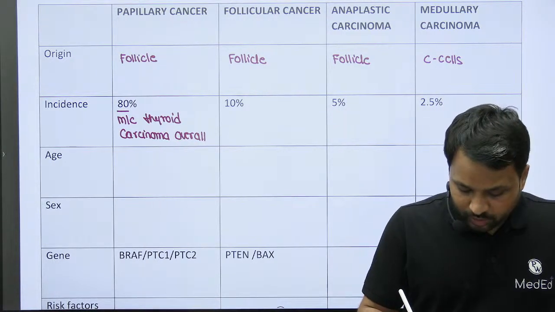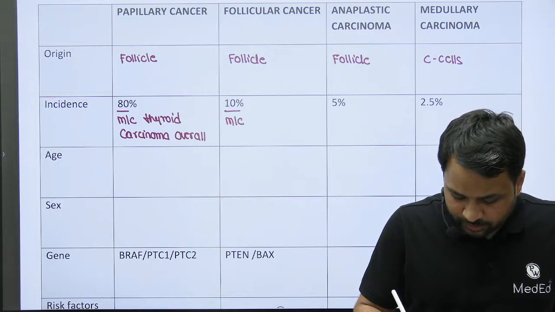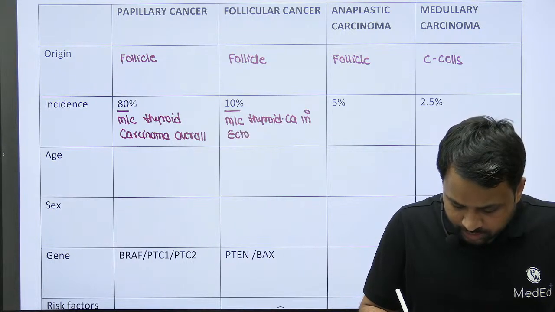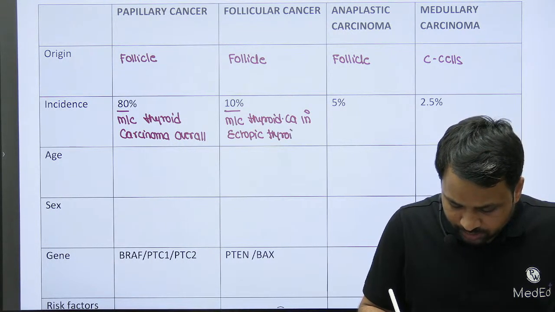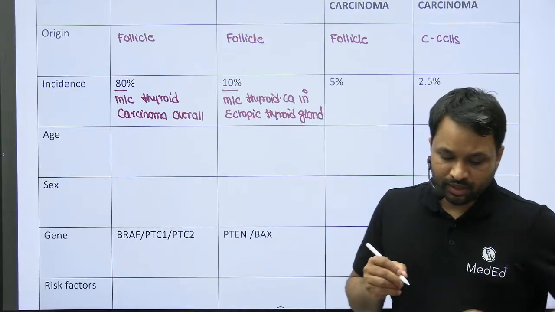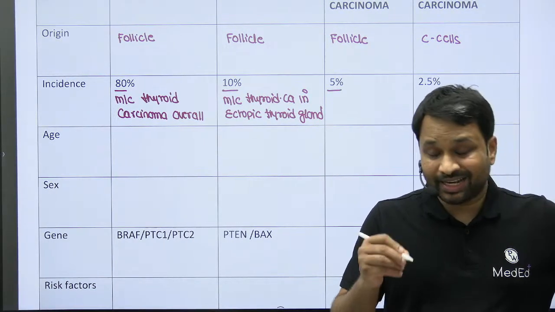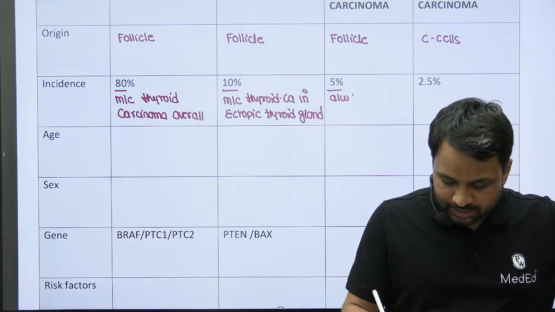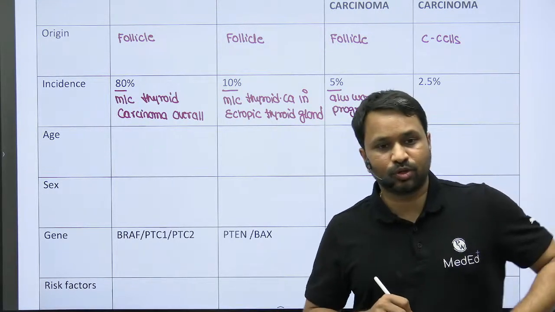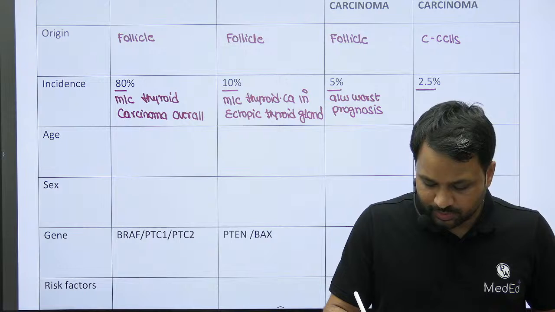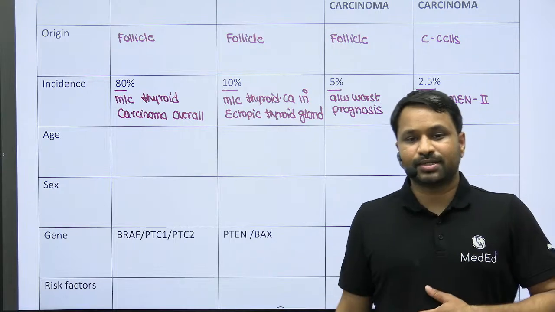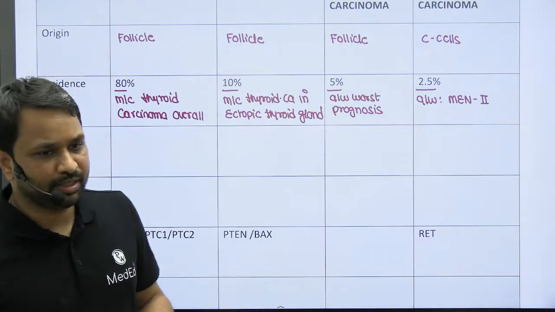When we talk about follicular cancer thyroid, it is the most common thyroid cancer in an ectopic thyroid gland. When it comes to anaplastic cancer, remember, because of its aggressive growth potential, this is associated with the worst prognosis. Medullary cancer thyroid is associated with a disorder that we'll talk about, multiple endocrine neoplasia 2. So it is associated with MEN2 syndrome.